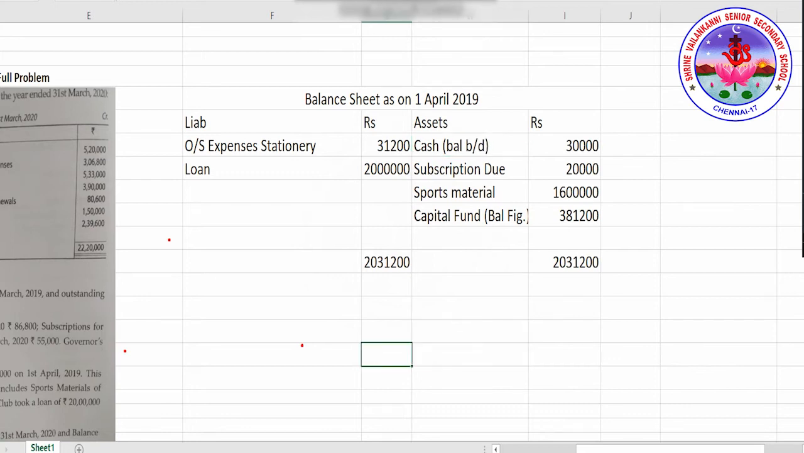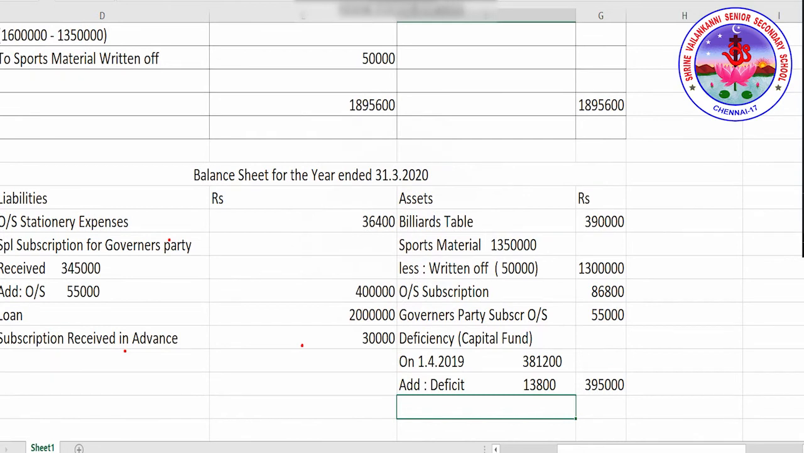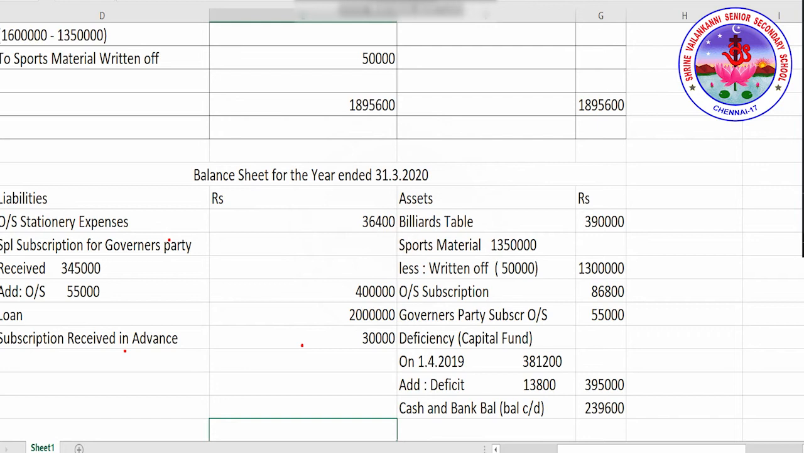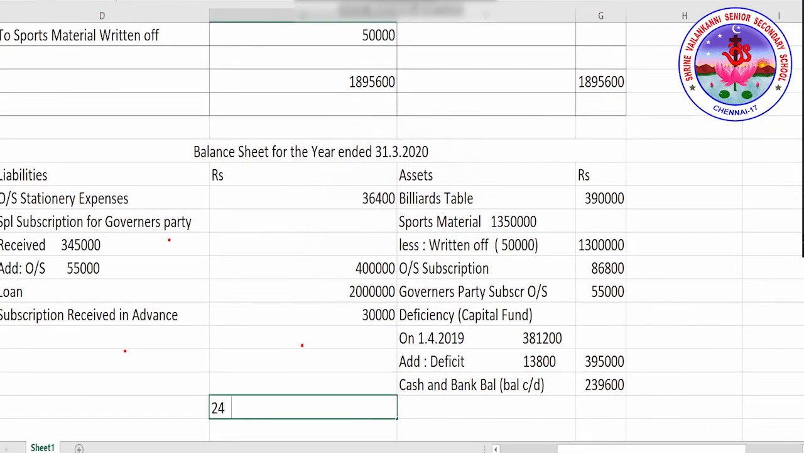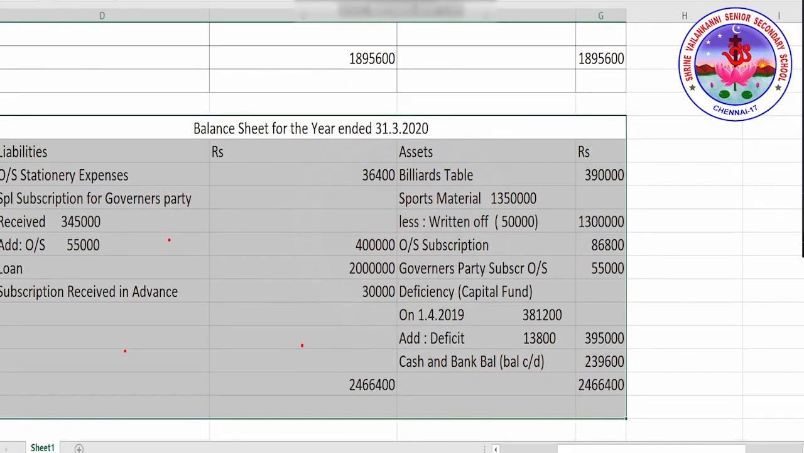But here, cash and bank balance relevant for this current year 2020, we are going to write it here. So cash and bank balance, which is nothing but balance carried down, which is 2,39,600. So totally we are getting the balance sheet total as 24,66,400. So this is the total. Now I can just put it as a box for you to understand it better.